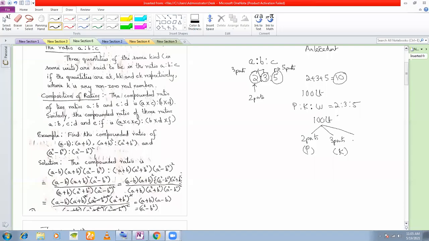5 parts, you will have water. So now, in order to calculate actually how much petrol and kerosene and water you have, so what is the fraction?